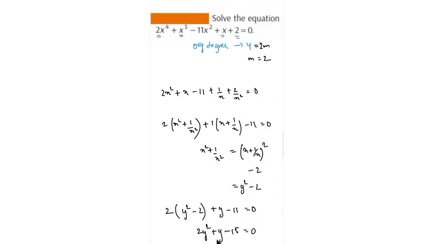To proceed further, when you solve this quadratic equation, you get y values, one value is minus 3 and the other is 5 by 2. You can just solve it and check for that. So it's basically x plus 1 by x is equal to minus 3, and x plus 1 by x is equal to 5 by 2, isn't it? These are the values.